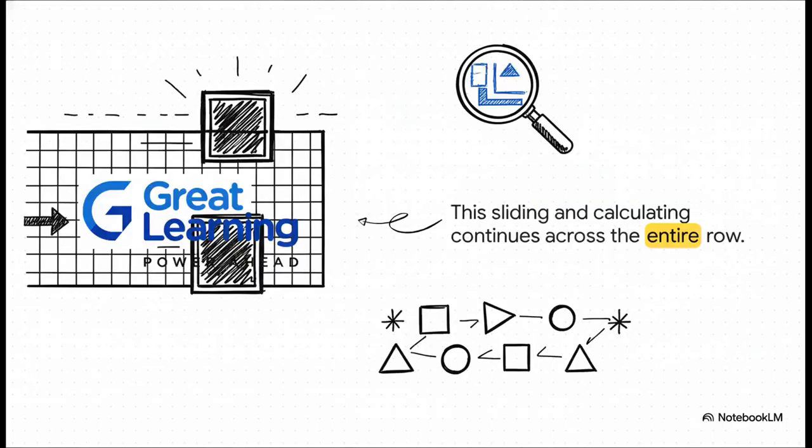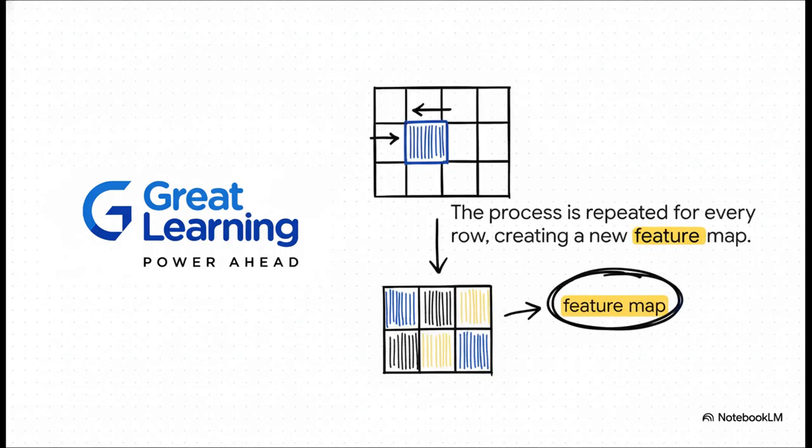And this just keeps on going. Slide, calculate, all the way across the first row of the image. Once it hits the end of a row, it just moves down one and starts again, scanning the whole image piece by piece. What you end up with is this brand new grid, the feature map. And here's the magic. This new map is going to be brightest in the exact spots where the kernel found the pattern it was looking for.